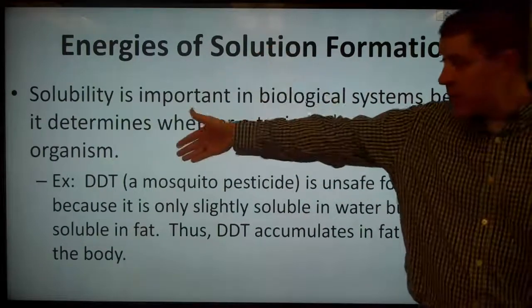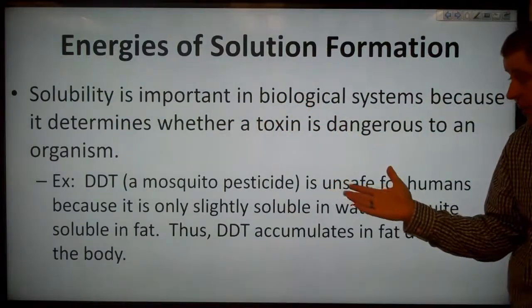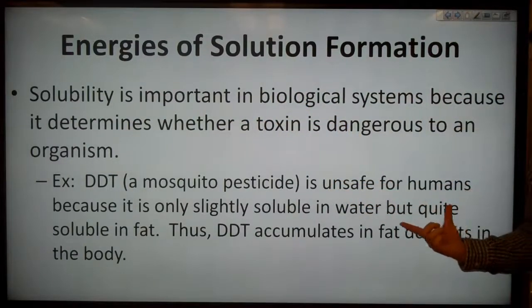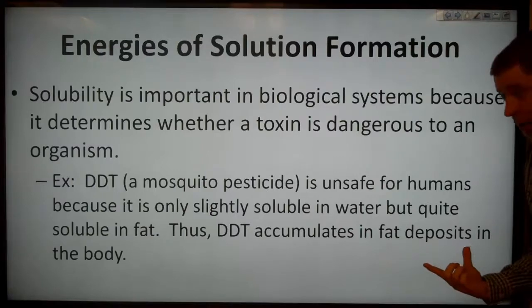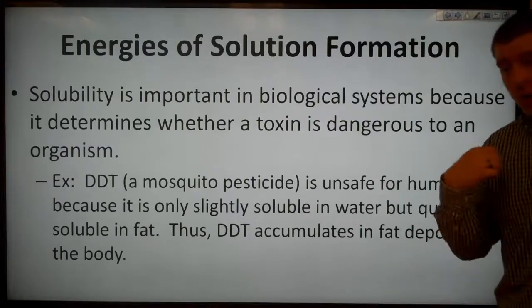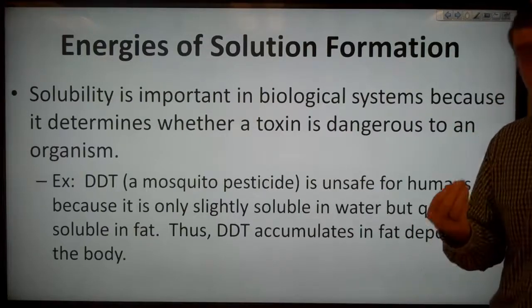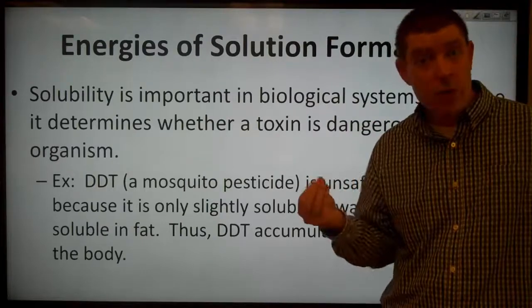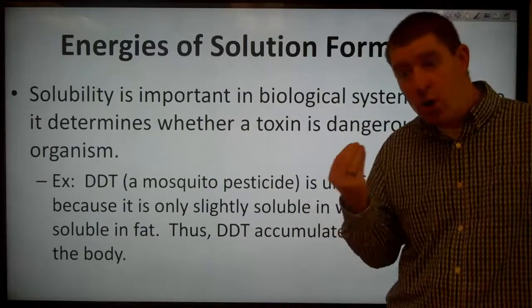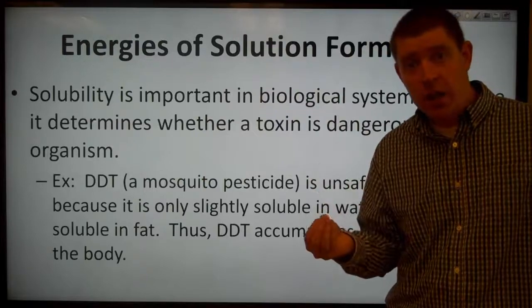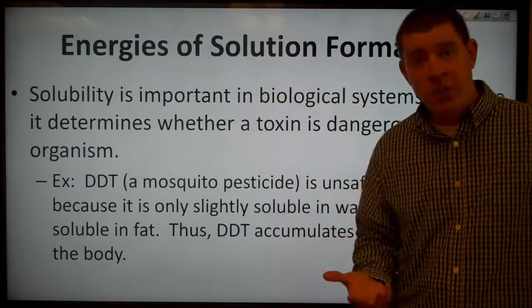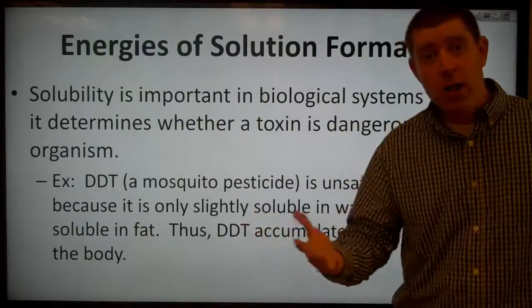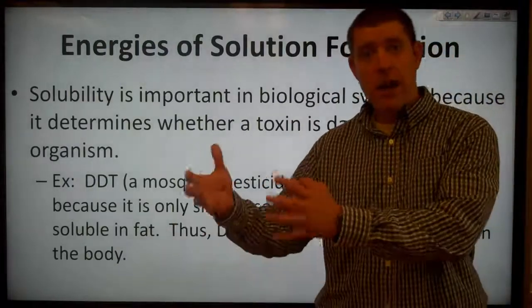For example, DDT, which is a mosquito pesticide, is unsafe for humans because it's only slightly soluble in water, but it's quite soluble in fat. This means that DDT accumulates in fat deposits in the body. Because when you have a small amount of DDT able to dissolve in the blood, an aqueous solution, you get very low concentrations of DDT in the blood, but that means the DDT is able to move throughout the body, and when it reaches a fat deposit, it's more soluble in the fat, so it moves from the blood into the fat, and now it stays there.